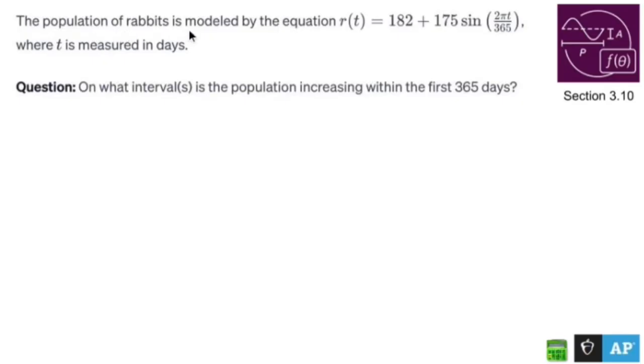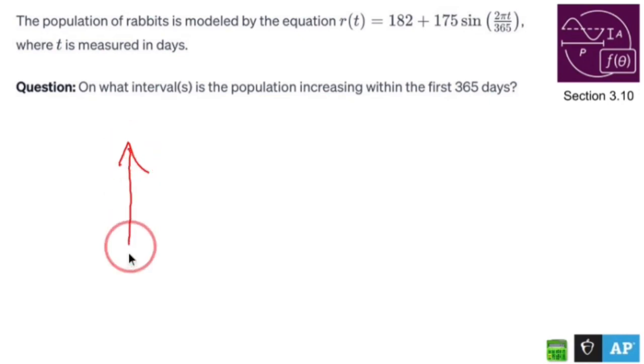The population of rabbits is modeled by the equation R of t equals 182 plus 175 sine 2 pi t over 365, where t is measured in days. On what intervals is the population increasing within the first 365 days? So a very basic view of this problem is this is sine with no shifts.